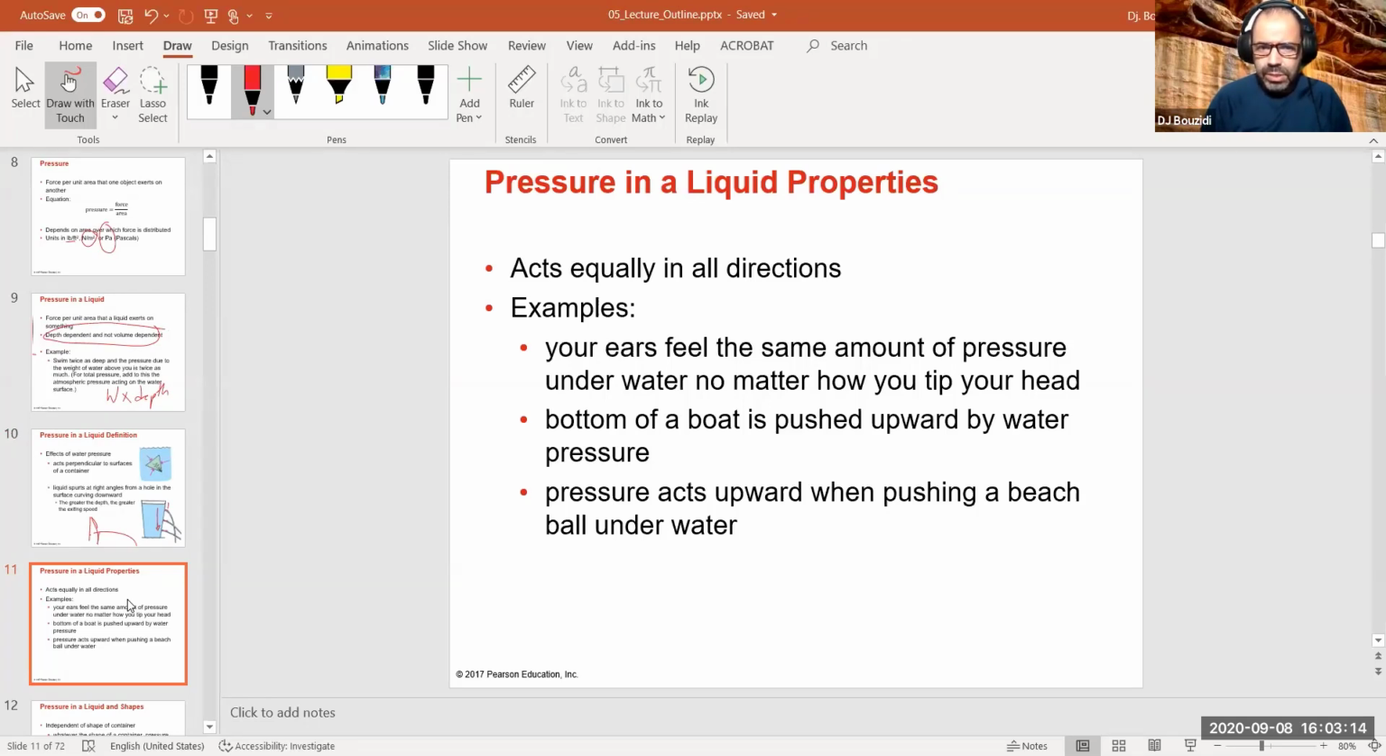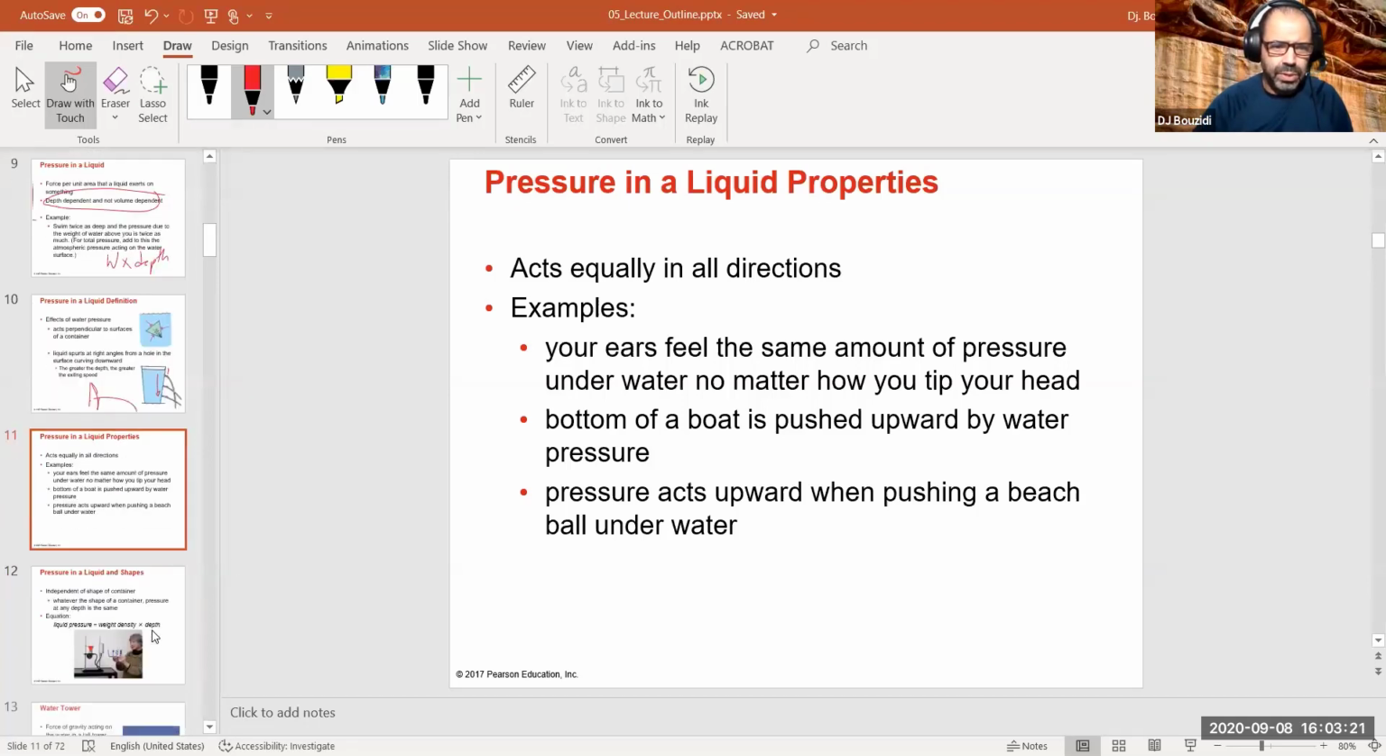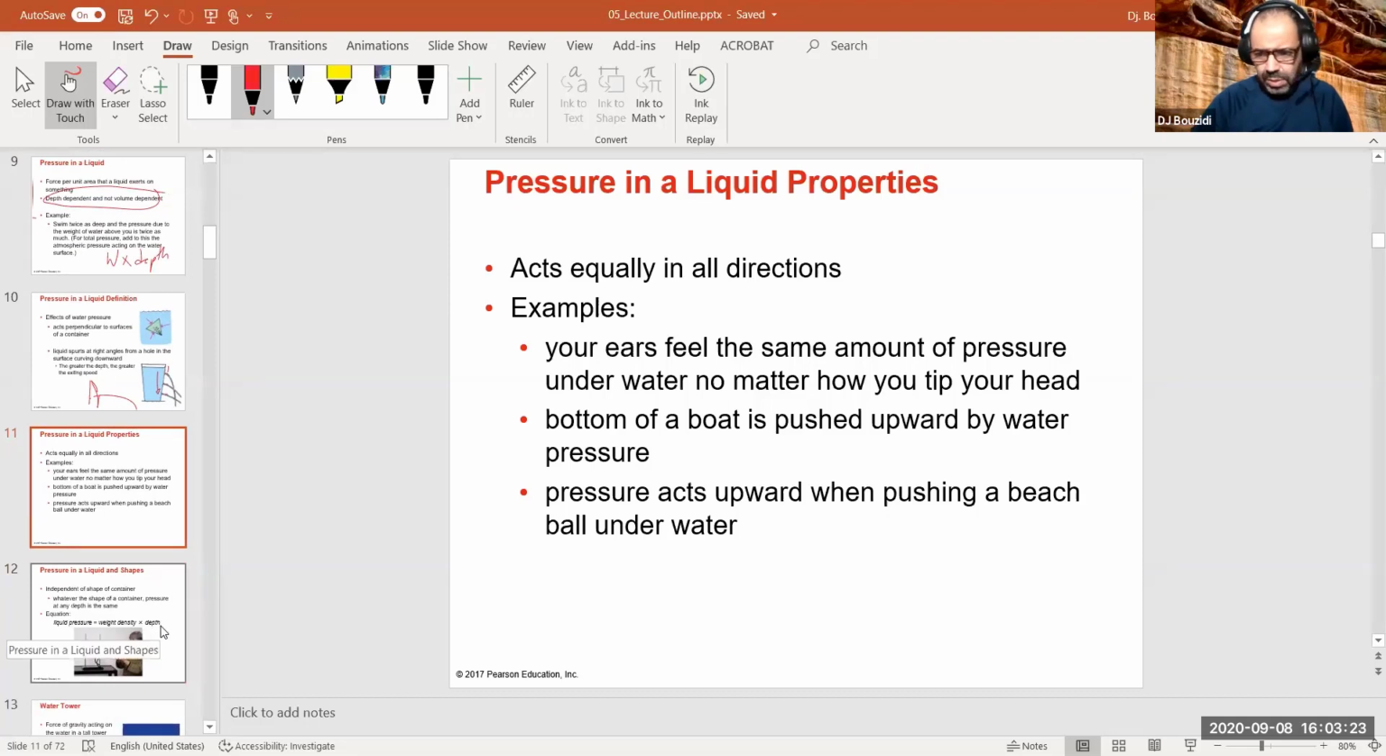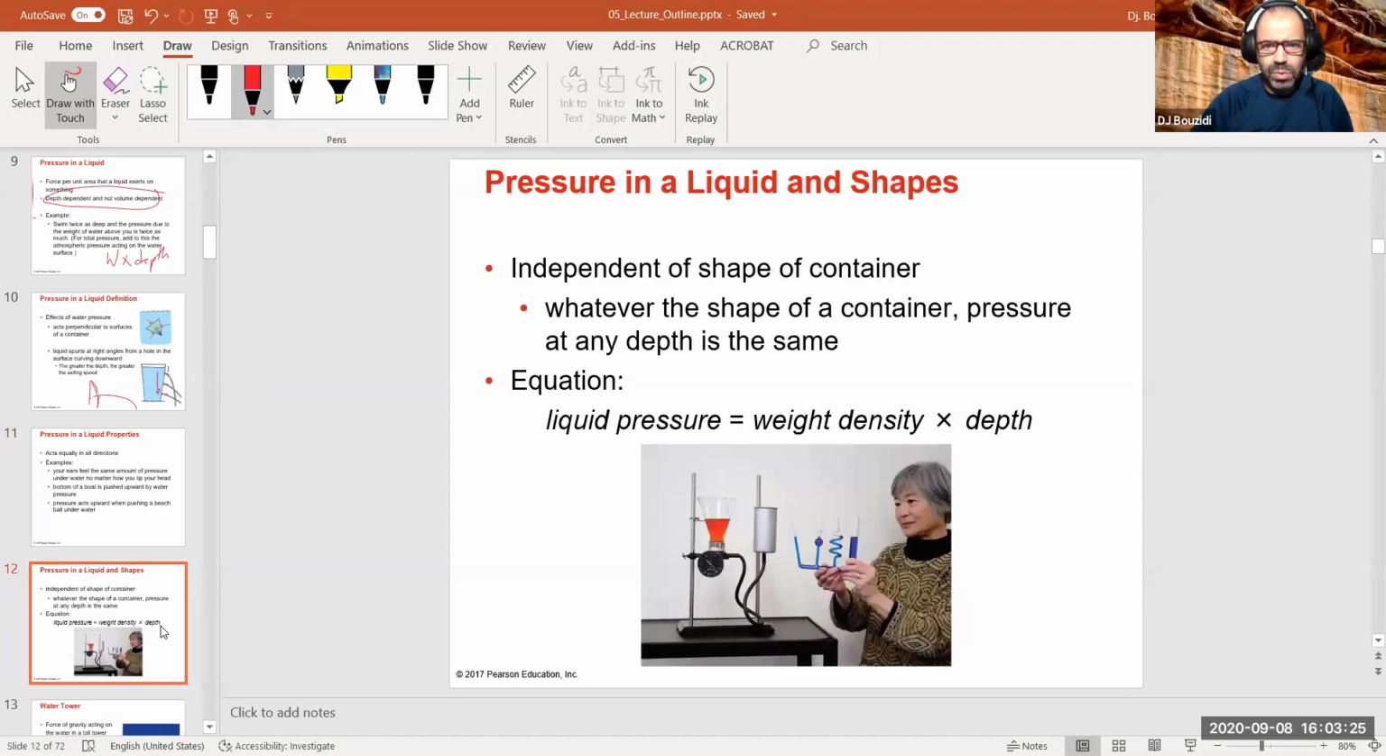Pressure acts equally in all directions. And again, which way you turn your ears, it's not going to matter much if we're talking about underwater. We have a lot of slides and we're on slide 12 and we still have very little time. So probably, again, this I talked about already.